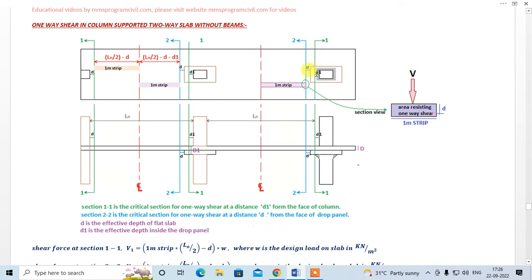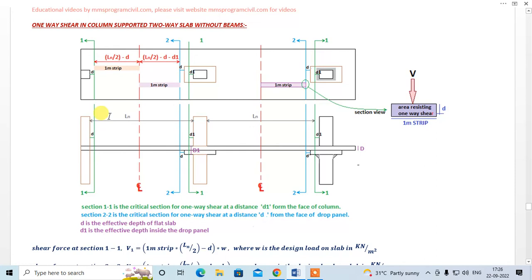Over here you have to take from the face of the column. Over here you have to take from the face of the drop. Over here you have to take the section from the face of the column. Over here also you have to take the section from the face of the drop. Over here the effective depth that is to be taken is the depth of the slab. So section 1-1 is the critical section for one-way shear at a distance d1 from the face of the column. Section 2-2 is the critical section for one-way shear at the distance d from the face of the drop panel. And d and d1 are the effective depths for the flat slab and the drop panel.